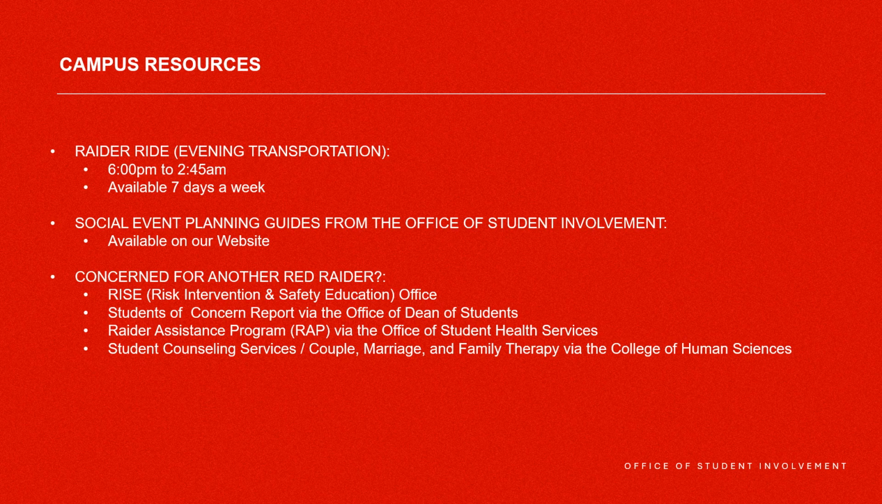806-742-RIDE. Shuttles will run 7 days a week from 6 p.m. to 2:45 in the morning when classes are in session. Shuttles can run anywhere within the Lubbock city limits. If the ride is on an on-campus location, the ride is free. If the ride starts at an off-campus location and ends at an off-campus location, it is $5 per rider.